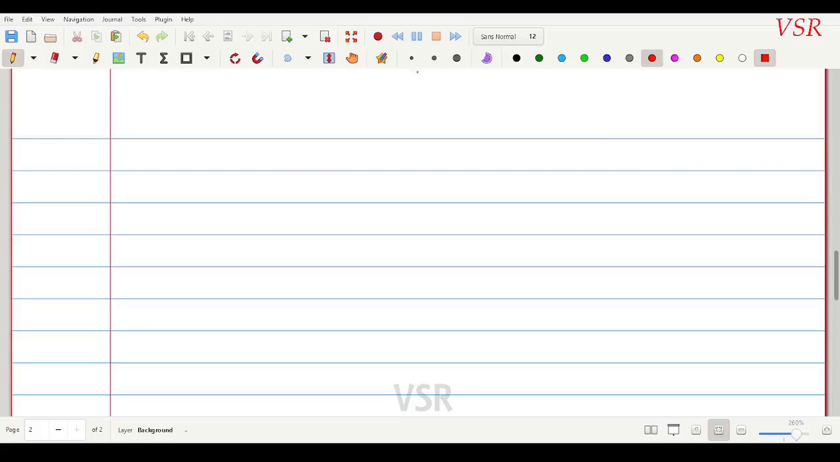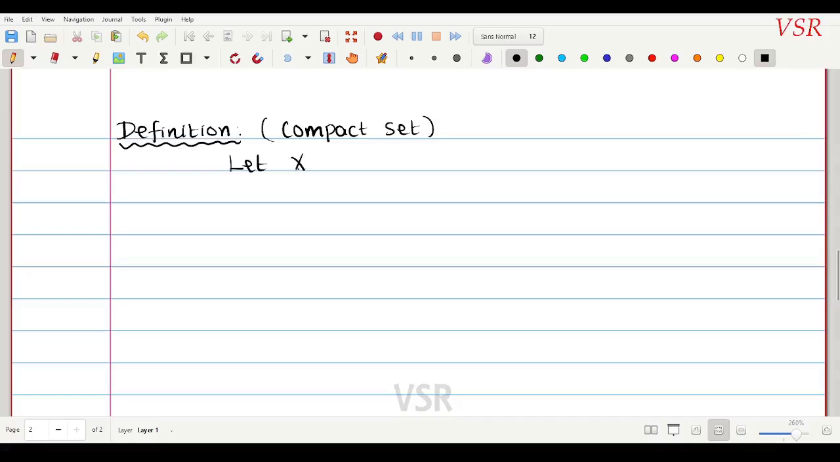Definition of a compact set. Let X be a metric space. We will also state what an open cover is, and then we will come back.